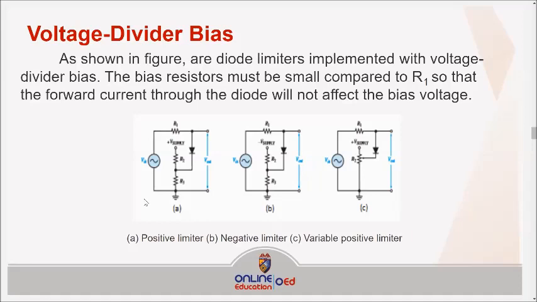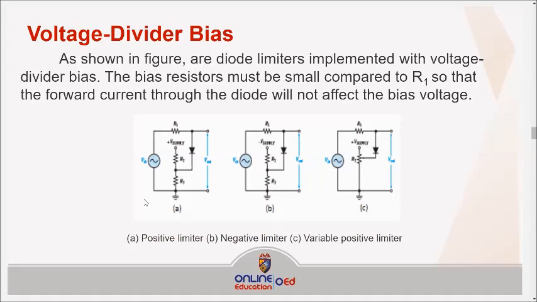Okay, as you can see in the figure in the positive limiter, what's the difference? Only the value of resistance, it depends, or the value of the voltage supply. In letter A, since it is a positive limiter, you should have a positive supply. Then in the negative limiter, the value of supply voltage is negative since it is a negative limiter. Then how about in a variable positive limiter? It's also positive.